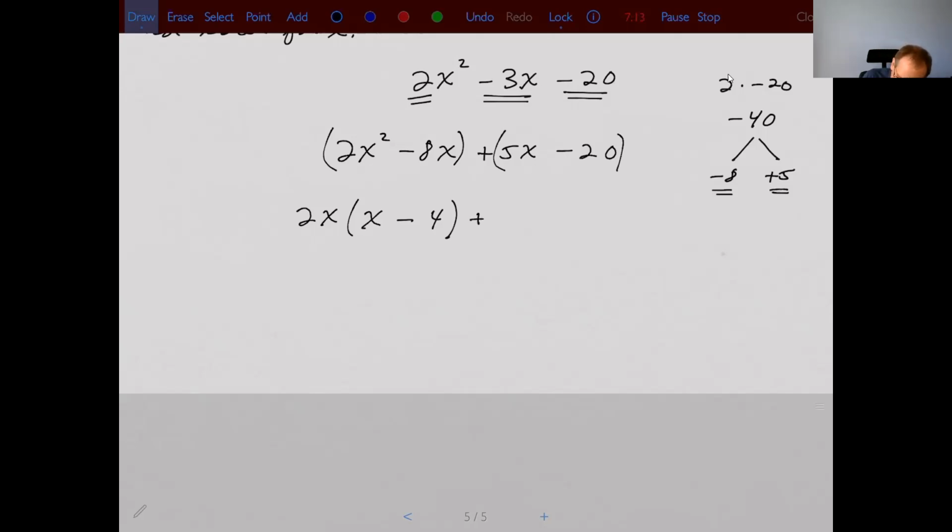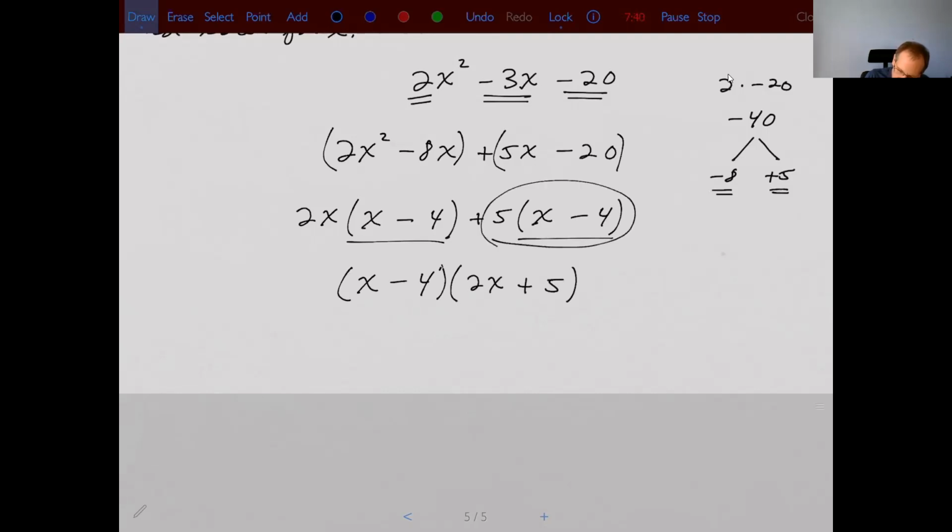So if I pull out a positive 5, I'm left with x minus 4. Now this x minus 4 is common to both terms, so I can factor it out front, all the way out front. And I'm left with 2x, right? Because if I multiply x minus 4 times 2x, I get that first term, and then plus 5. If I multiply x minus 4 times 5, I get this second term right here. Okay, so that's the factorization.